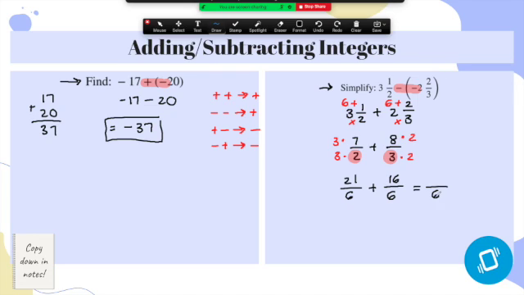I'm going to keep the denominator the same. 21 plus 16 equals 37, so we get here 37 over 6.